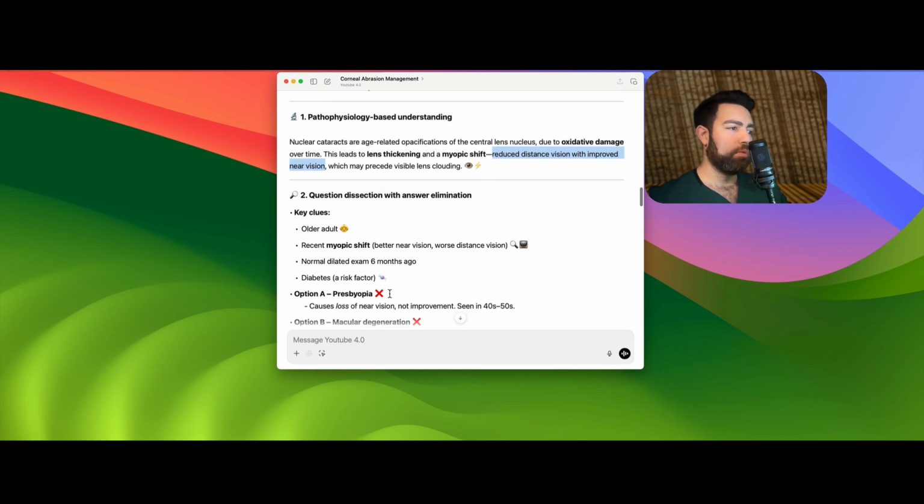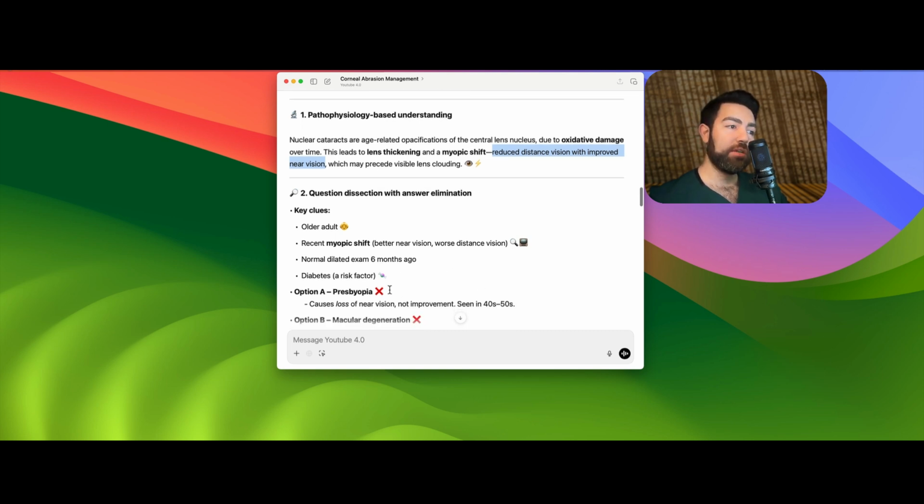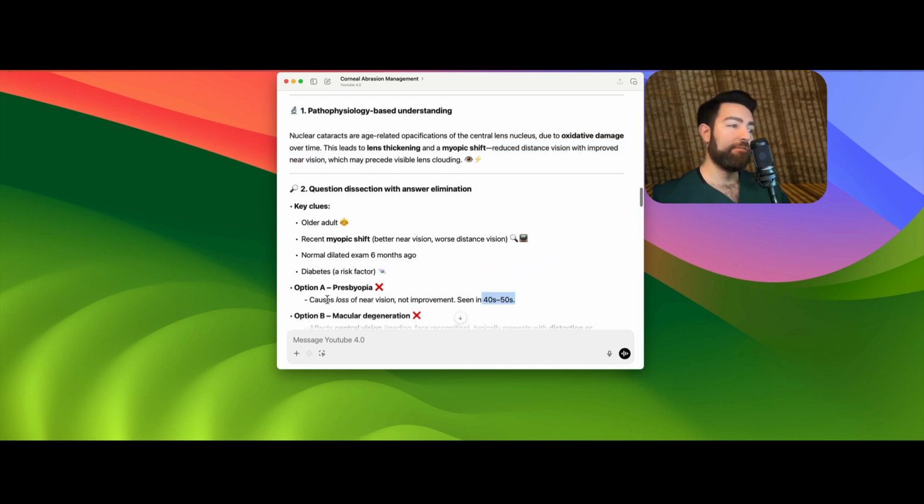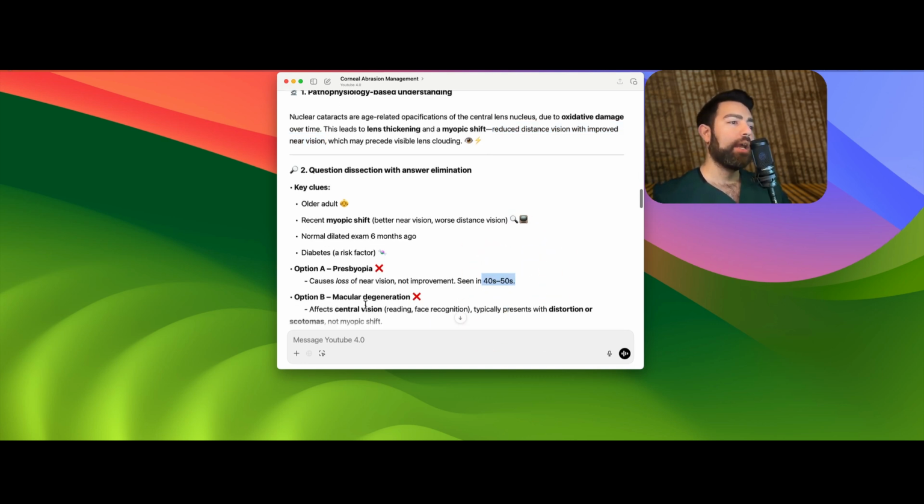Presbyopia causes loss of near vision and not an improvement, and this is again seen in aging, in the 40s and 50s. It starts to happen. Macular degeneration again affects the central vision and affects reading and facial recognition. It typically presents with distortion or scotomas, not a myopic shift.